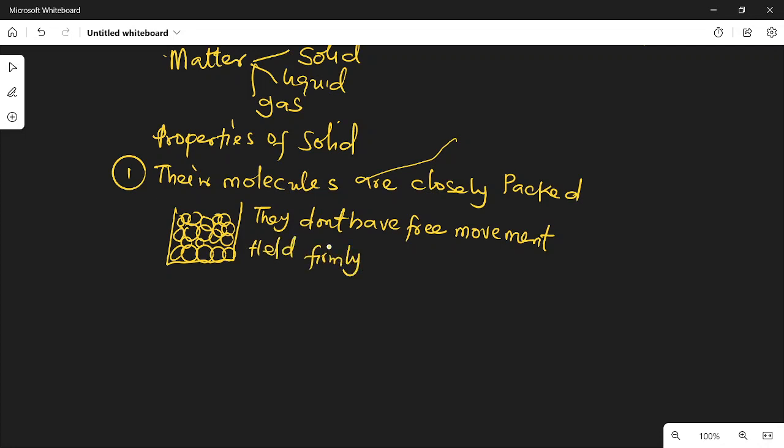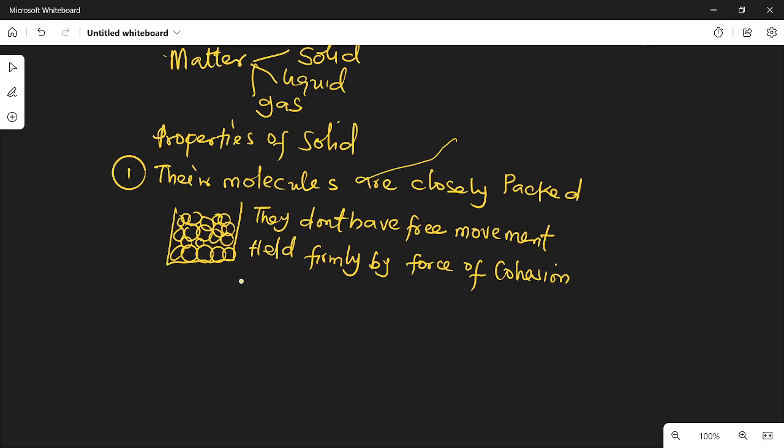They are held firmly together by force of cohesion, and that's the reason why they don't actually move. I'm still talking about the properties of solid. They are held together by force of cohesion.